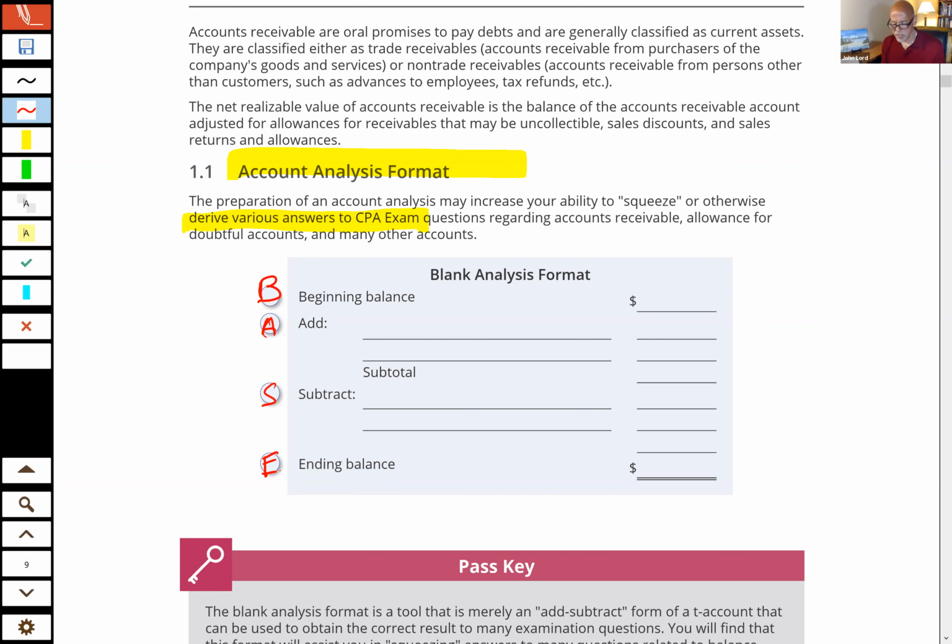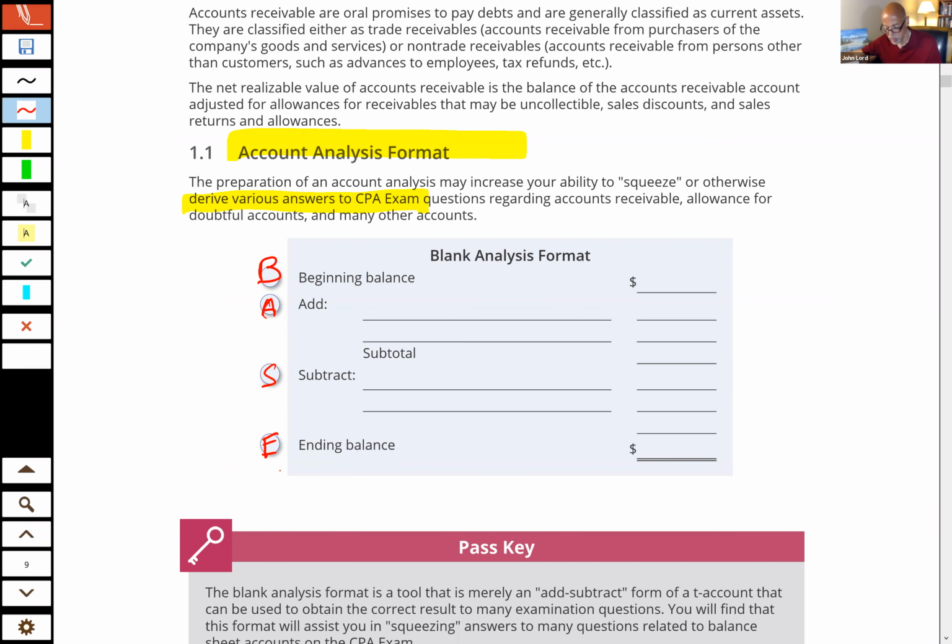But questions on the CPA exam aren't that friendly. Usually they'll give you the ending balance. They may give you what was subtracted from the account. They may give you the beginning balance, and then you've got to figure out what was the add for the period. Okay, so you want to get used to using this.